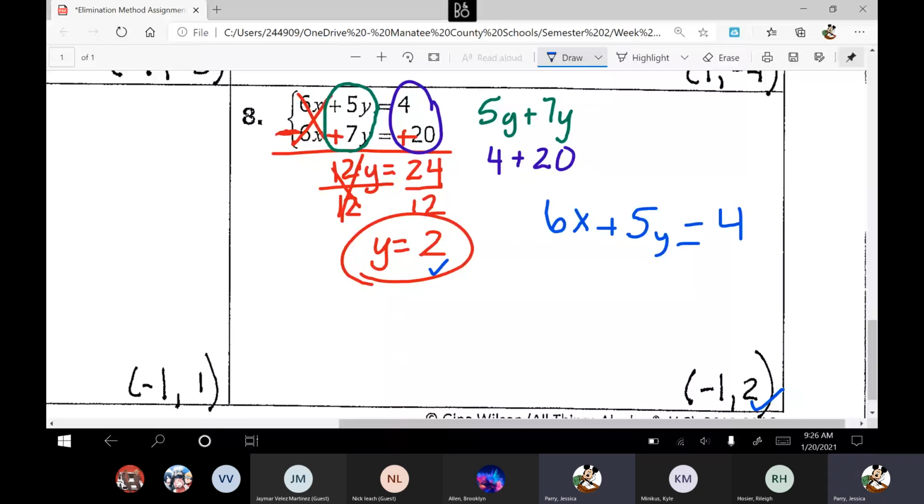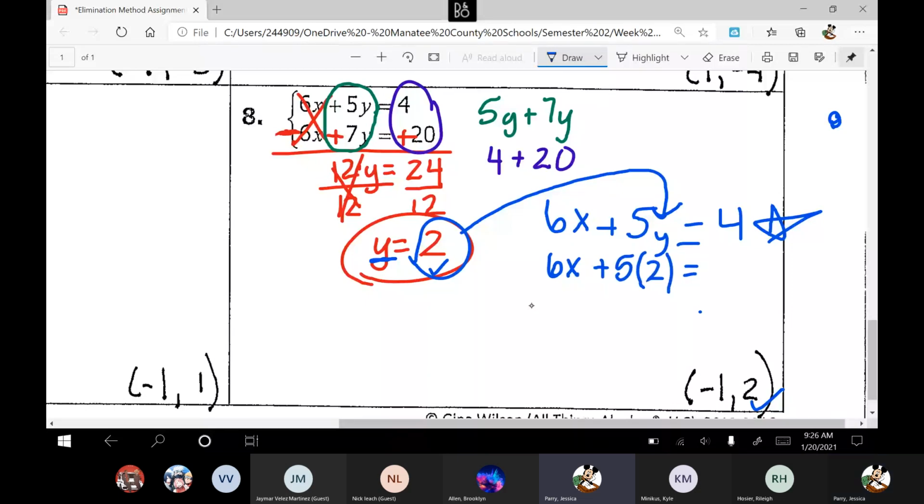So I'm going to take this 2, and I'm going to plug it into this equation over here. Where should the 2 go? Into the x or into the y? Go ahead and write that in the chat. Since y equals 2, I'm going to plug it into the variable y. So let's go ahead and do our substitution. 6x plus 5 parentheses 2 equals 4.